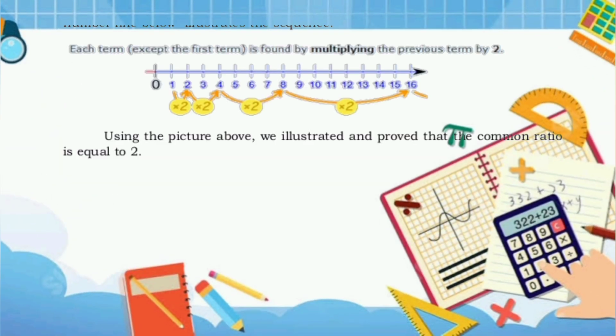Each term, except the first term, is found by multiplying the previous term by 2. 1 times 2 is 2. 2 times 2 is 4. 4 times 2 is 8. 8 times 2 is 16. Using the picture above, we illustrated and proved that the common ratio is equal to 2.